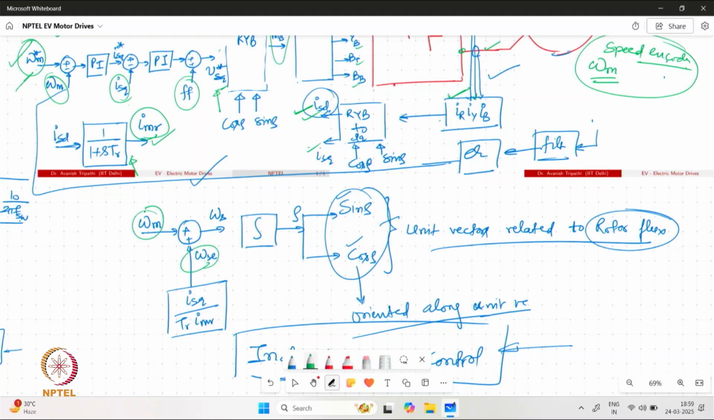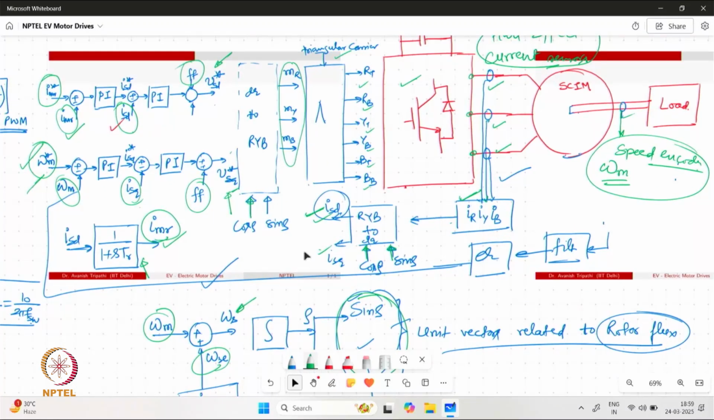The slip speed is added to the mechanical speed to generate the synchronous speed, which is eventually used to generate the unit vectors which are required for all the RYB to DQ or DQ to RYB conversions. So this is how the whole system is running.